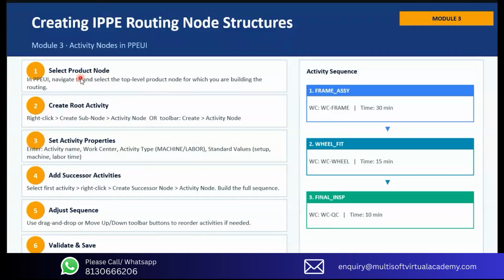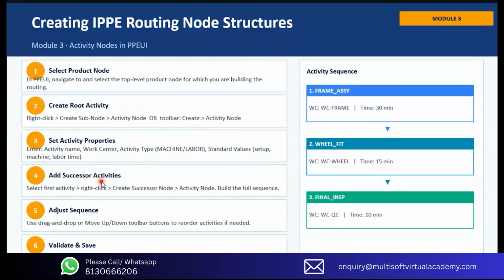You are creating for the product node, which is your BOM header material, and on that you are creating the activity. So how do we create it? You place the cursor on that and right click, create subnode, activity node. Then it will be created. On the activity node, set the activity properties. What are the properties we need to set? First, you give the activity name, work center, activity type, machine or labor, standard value, setup machine. Like how we create a routing in the normal standard CA01, you give all this.